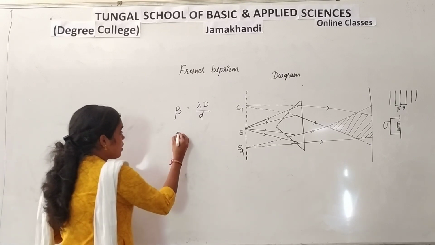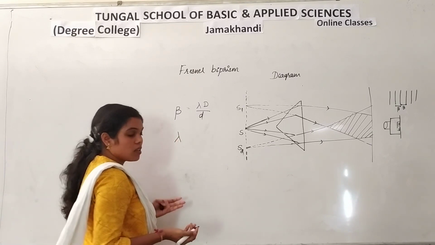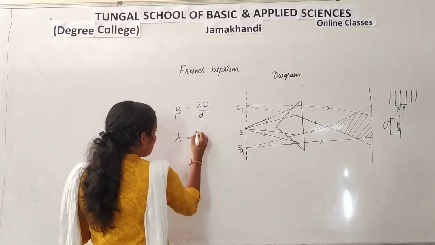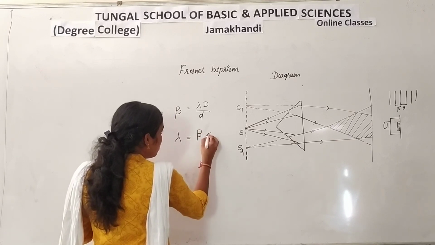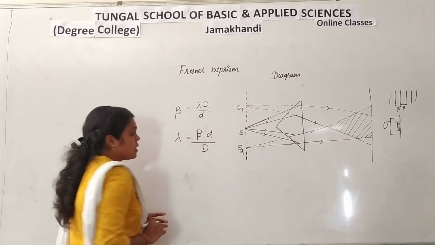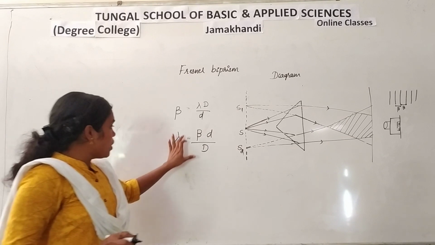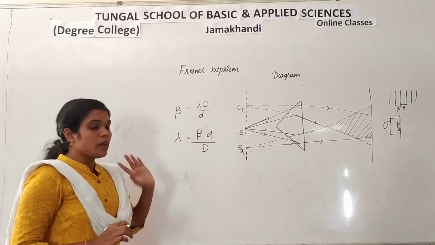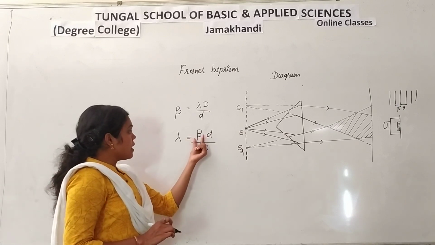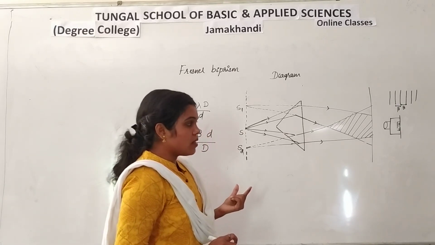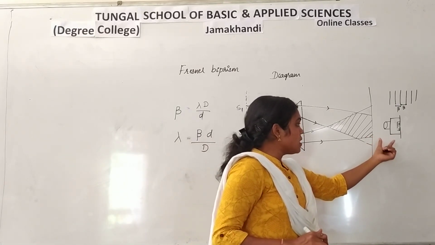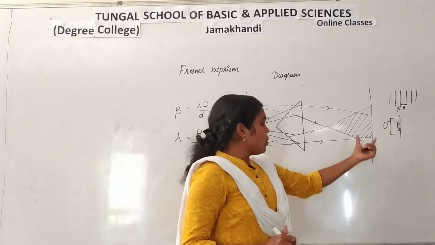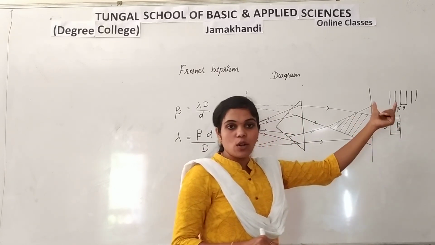From this, if we are interested to calculate the wavelength of light, it will be equal to fringe width into small d divided by capital D. In order to find out the wavelength of monochromatic light, all these things should be known. Practically we can measure the fringe width. Here a micrometer eyepiece is there, and on that scale, we focus the crosswire onto the fringes.